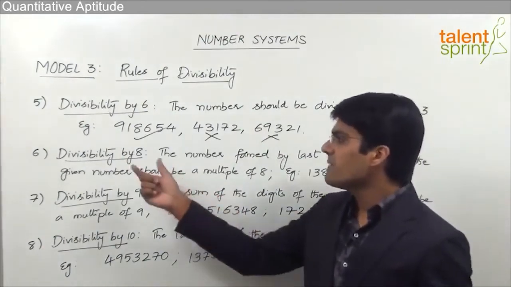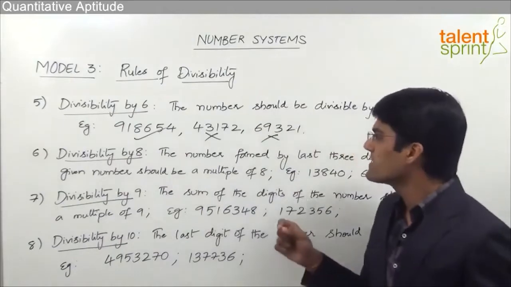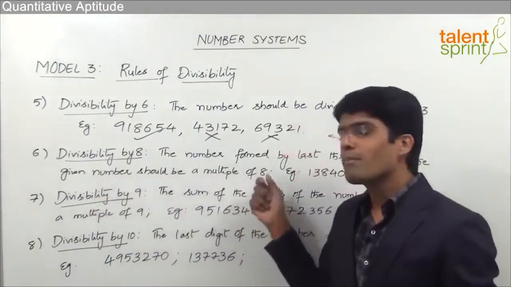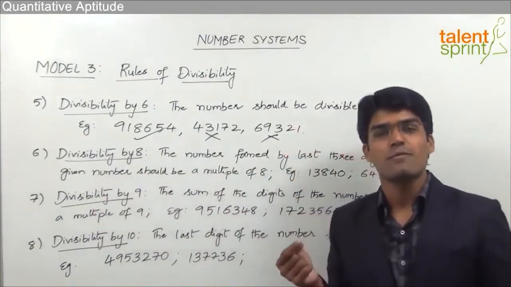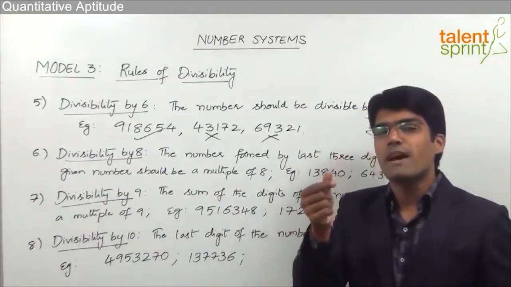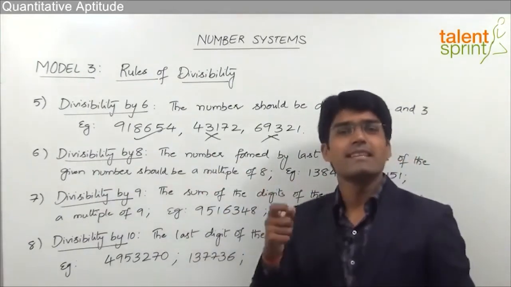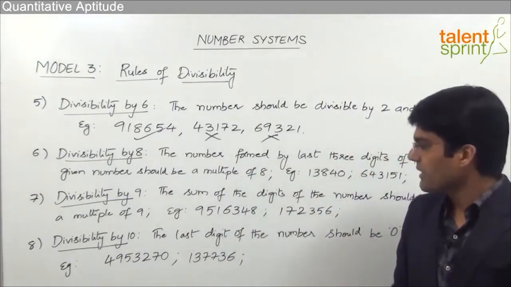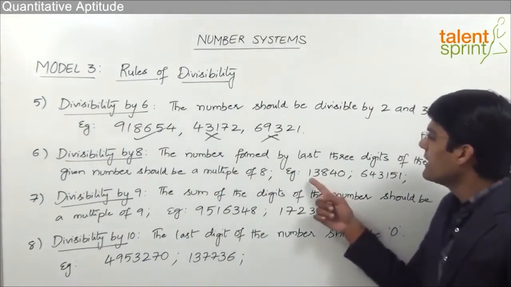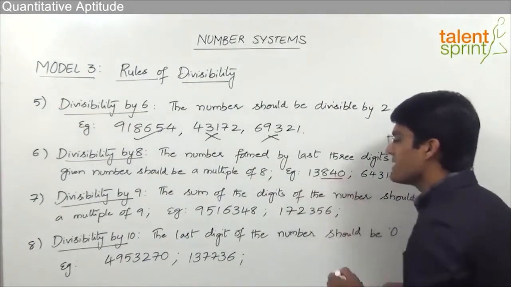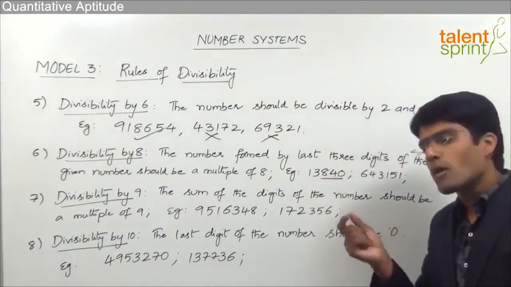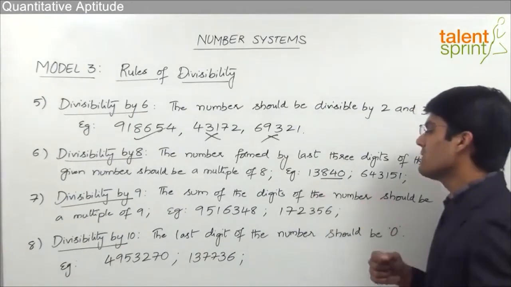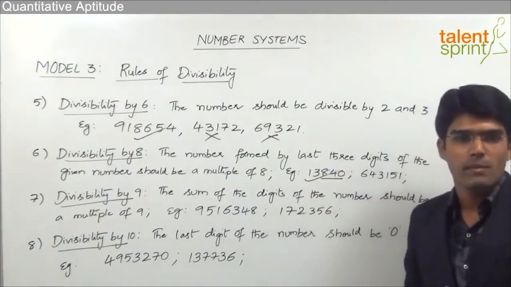Let us now see what is the divisibility rule for 8. Now for a number to be divisible by 8, the number formed by the last 3 digits of the given number should be a multiple of 8. So that's like 4. In case of 4, we see that the last 2 digits have to be a multiple of 4. But in case of 8, the last 3 digits have to be a multiple of 8. Only then the given number is divisible by 8. Let us take some examples and understand this. The number here is 13840. So the last 3 digits here are 840. So the number formed by the last 3 digits is 840. And 840 is a multiple of 8. So we can say that the given number 13840 is divisible by 8.